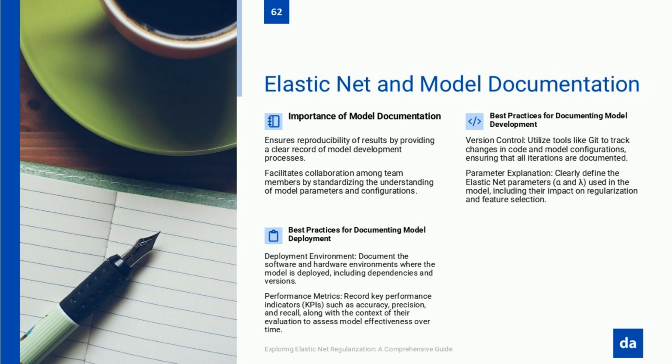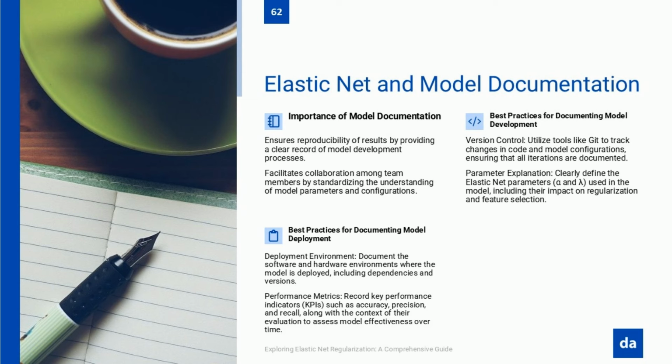Model documentation should also include performance benchmarks. Storing metrics like MSE, RMSE, R2, and cross-validation scores provides a historical record of the model's accuracy and stability over time. If performance starts degrading, teams can refer back to past results to understand what has changed and take corrective action. Finally, documentation should be written in a format that's accessible to both technical and non-technical stakeholders.